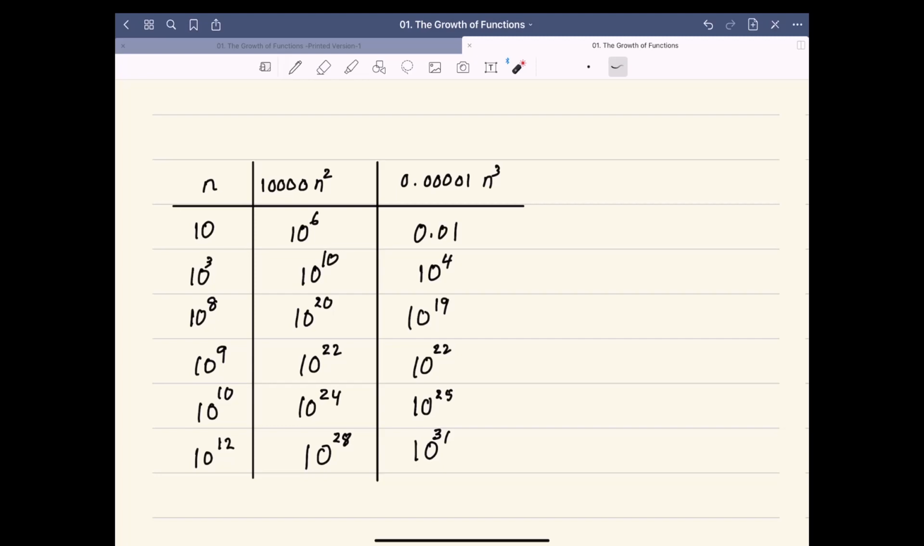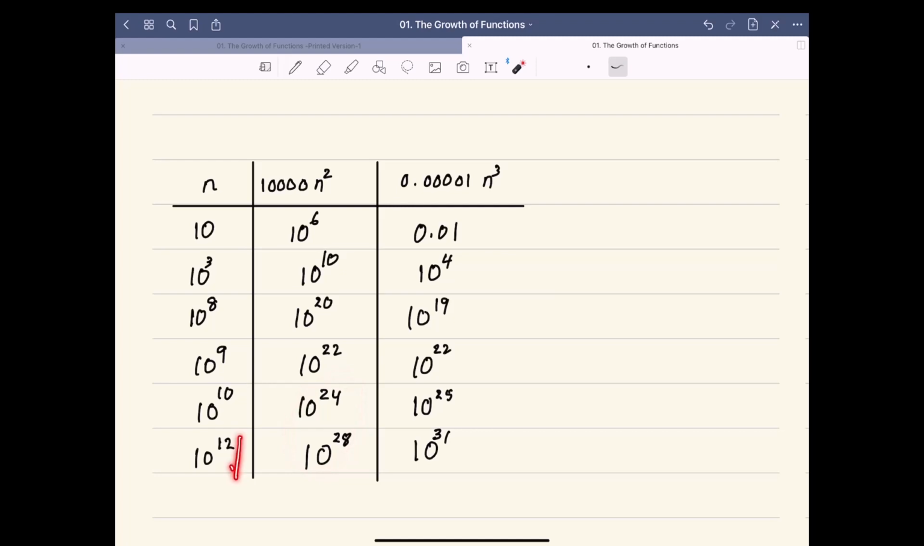First, where is the tie? The tie is when n is equal to 10 raised to power 9. For any value before n is equal to 10 raised to power 9, notice that the first function gives values larger than the second function. So which one is the winner? The winner is the second function. But after n is equal to 10 raised to power 9, the first function gives a smaller value than the other function. So the winner is the first function.